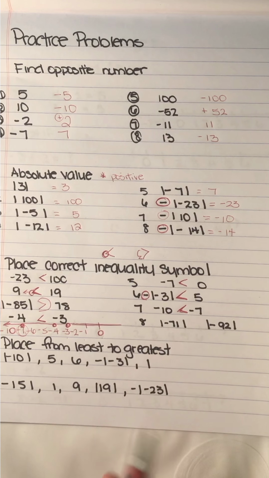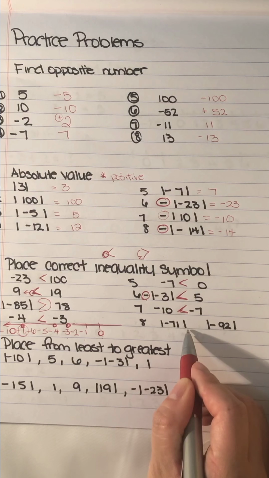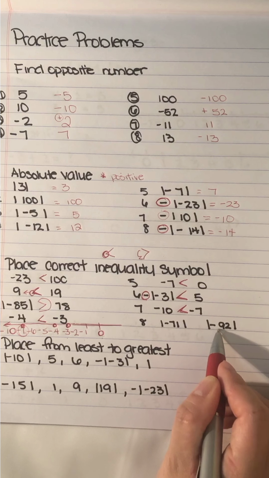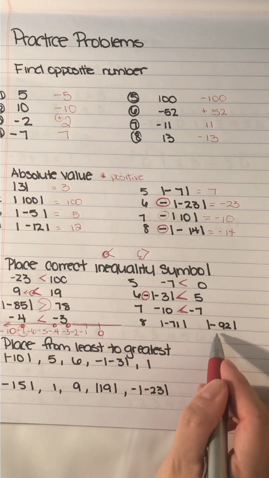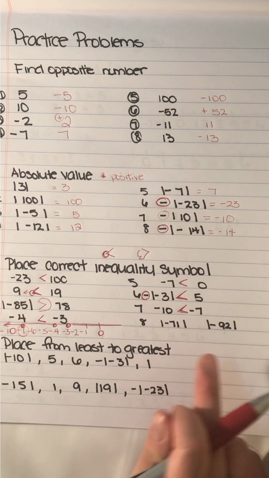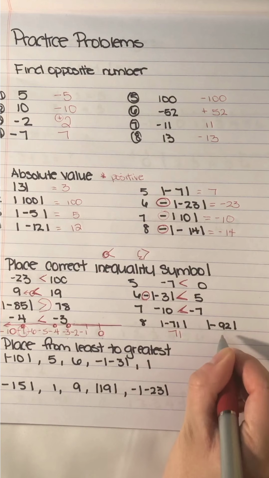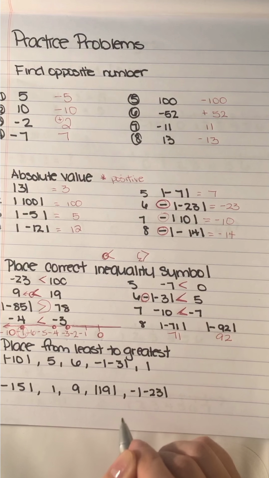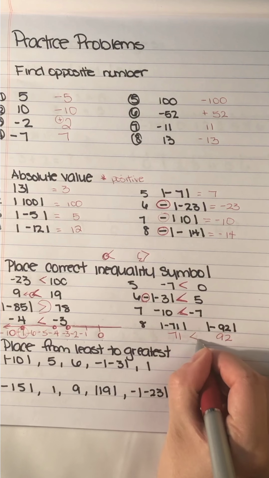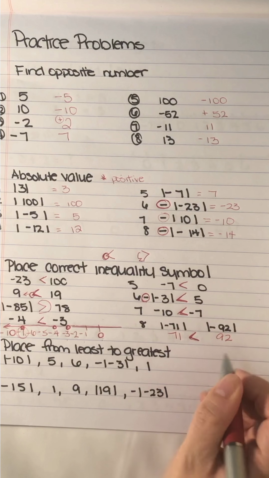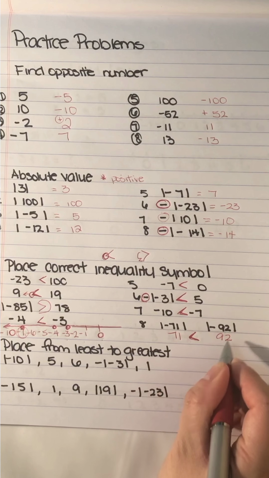What about here? We have, what is the absolute value of -71, and what is the absolute value of -92? Well, we know there isn't a negative symbol outside, so we know that we're dealing with two positive numbers. So the absolute value here would be 71, and the absolute value would be 92. And we know that 71 is smaller than 92, so Pac-Man eats the bigger number, 92. 71 is less than 92.